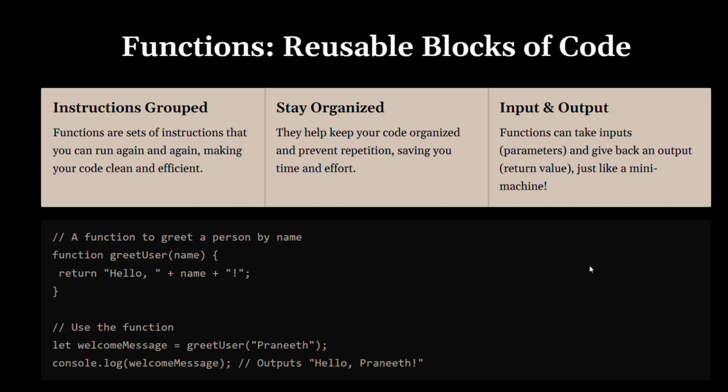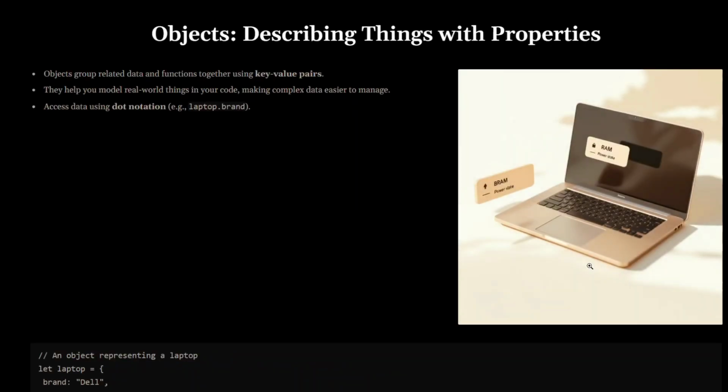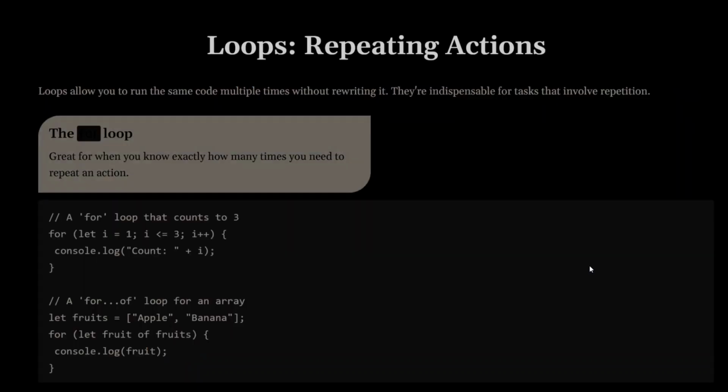Going to the next one, objects. An object is a way of describing things with properties. Objects group related data together using key-value pairs. They help us model real-world things in our code, making complex data easier to manage. We access data using dot notation. Again, I have mentioned the same kind of small program here.